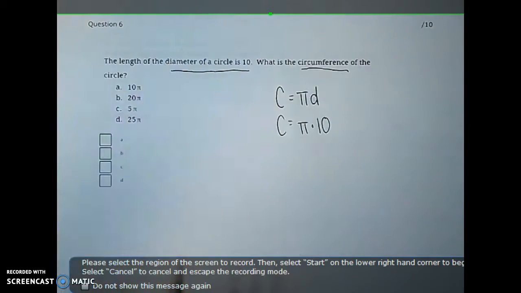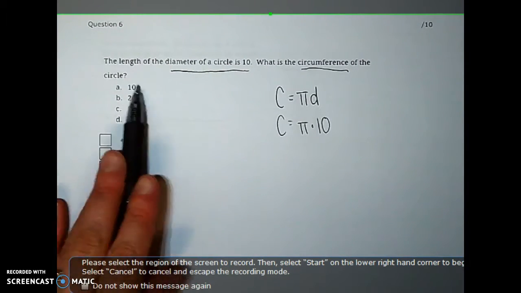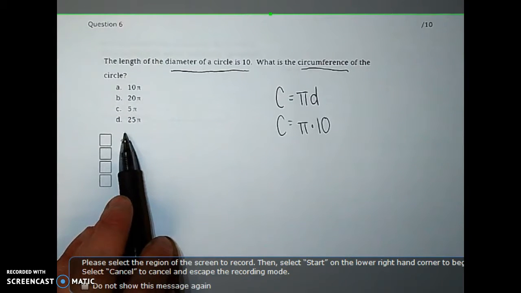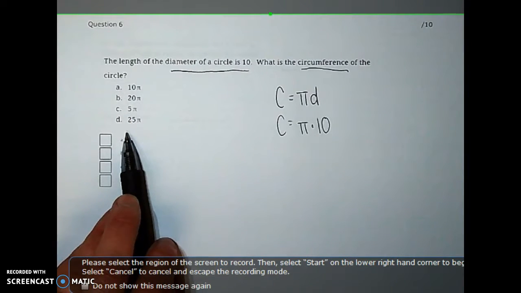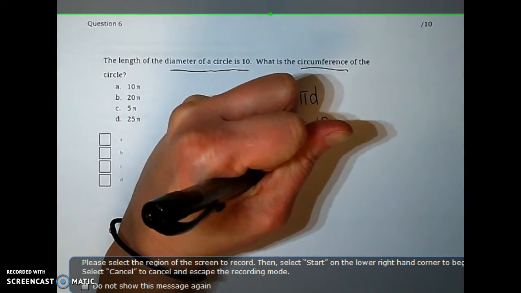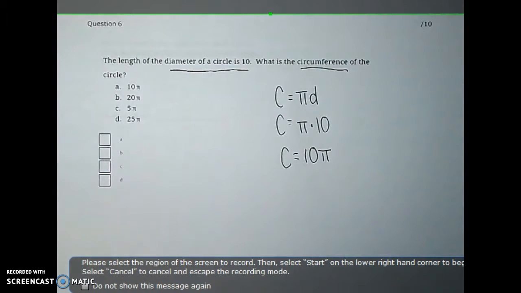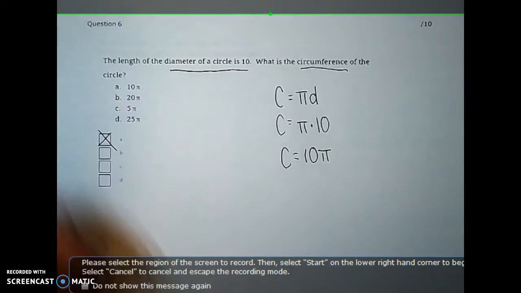Now just like the last case, notice that all of our possibilities are written in terms of pi. So we want to keep pi in the equation just like a variable. But remember that just like when we have a variable, we want our number to come before the variable. And so we're going to write 10 as our coefficient of pi, the number that comes before pi. So our answer is going to be circumference equals 10 pi. So A.